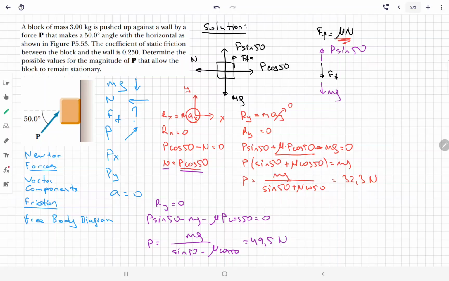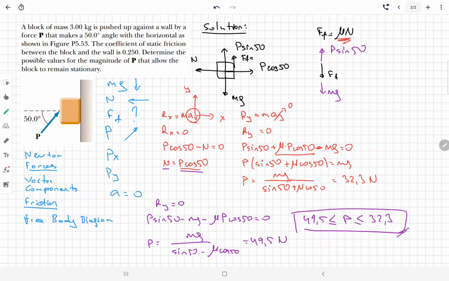So we have a minimum value for p and a maximum value for p. When you apply force greater than 49.5, it will move upward. If we apply force less than 32.3, it will go downward. So for any value between 32.3 and 49.5, this block will be at rest.